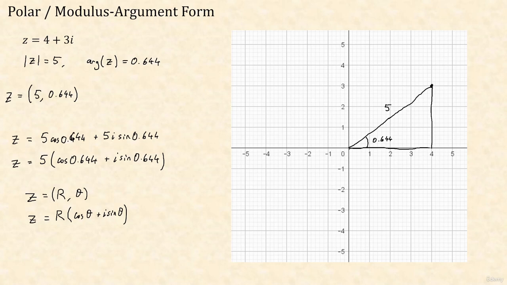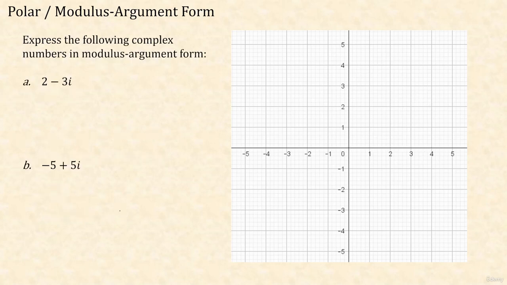So let's try that in a few more cases. Let's express the following complex numbers in modulus argument form. And we'll do this in both the short and the long way. So 2 minus 3i. Even if I didn't have this graph, I'd always sketch this out. So 2 minus 3i: 2 along, 3 down. Here is my complex number on the Argand diagram. So the two things I need are the modulus and the argument.